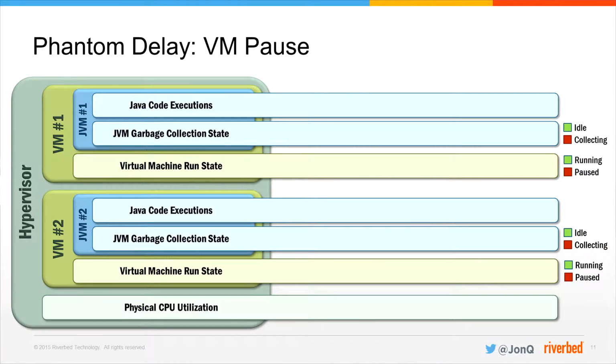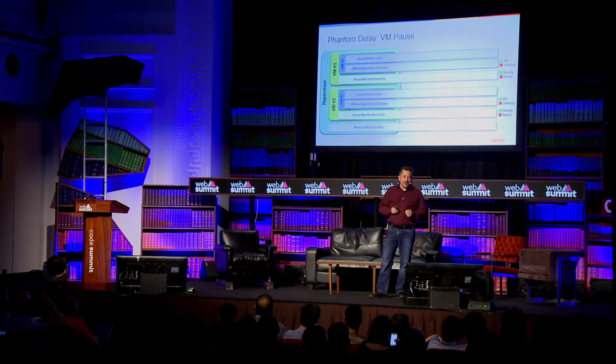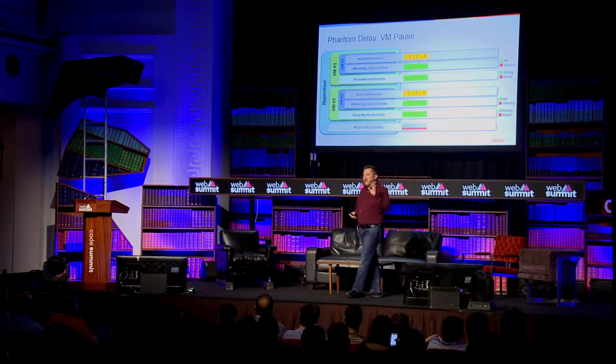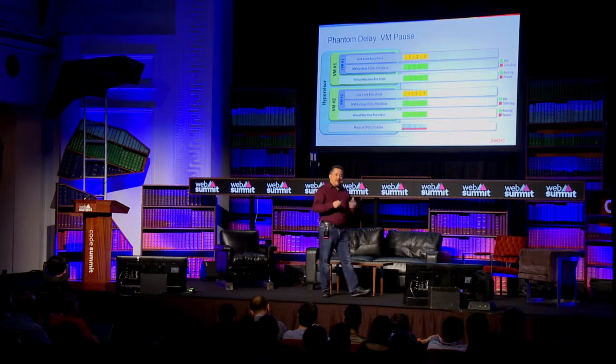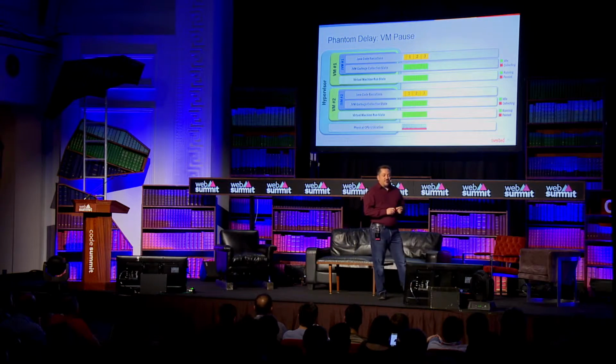So I'm going to give you a series of examples that illustrate this concept of phantom delay. So here I have a hypervisor that has two VMs, two operating system instances, that each have one JVM. And what you're going to see here is that the orange blocks are some method, the same method running in a loop, the same method in both JVMs. And the two green bars are the state of garbage collection and hypervisor state, whether the hypervisor paused. And these are just two examples that you'll see can cause blocking issues.